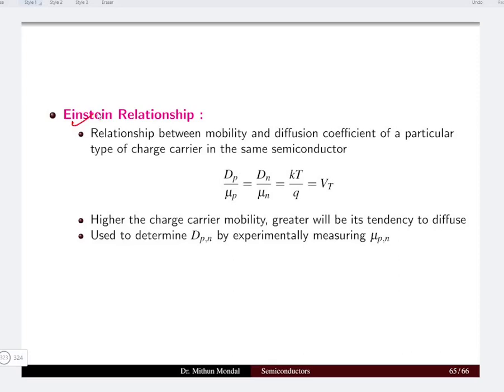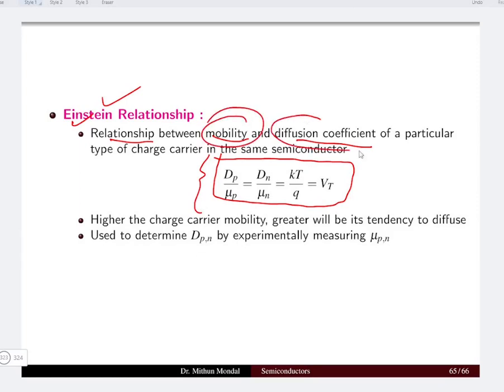Einstein has given a relationship between the mobility and the diffusion coefficient. This is a very particular equation which will be used to determine the charge particle parameters. This relationship holds that for a particular charge carrier, this is the mobility and this is the diffusion coefficient: Dp/mu p is equal to Dn/mu n, which is for the electrons. So holes equal electrons.